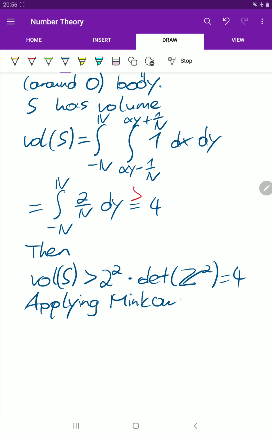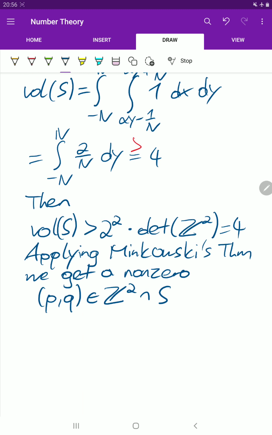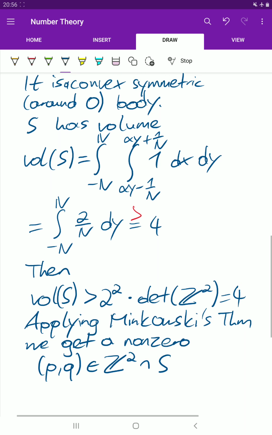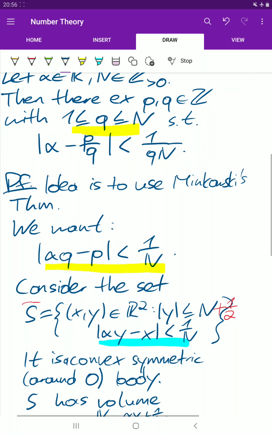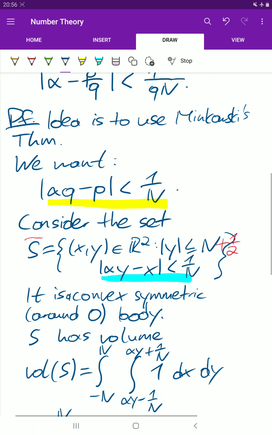So applying Minkowski's theorem, we get a non-zero lattice point, so a non-zero (p, q), which is inside our lattice and inside S. And now we still have to argue why we can assume that q has lower bound 1 and is at most n.